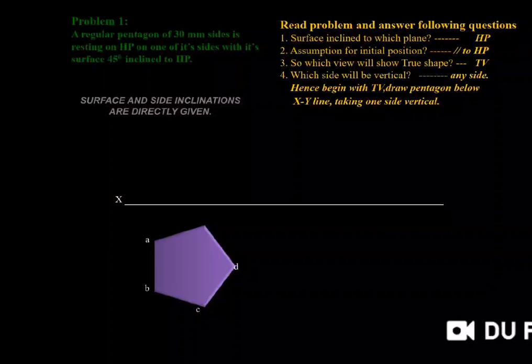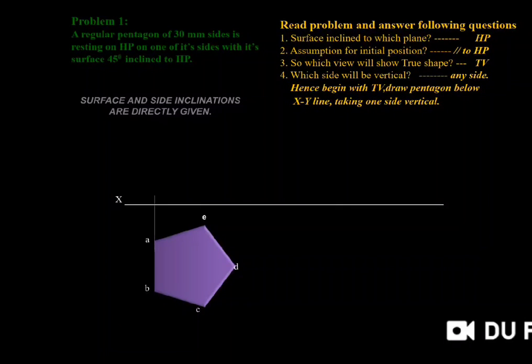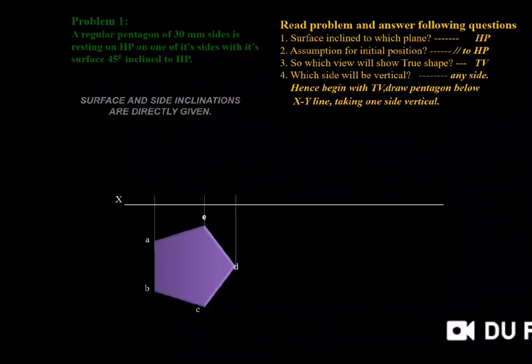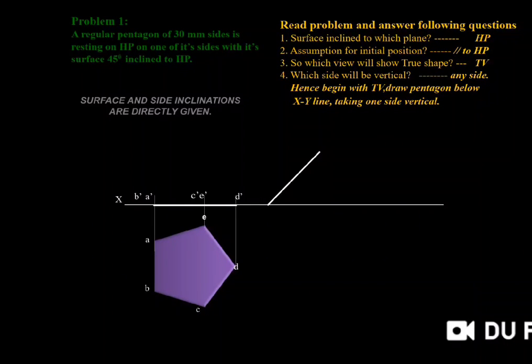Final position is always given in the problem. Surface is inclined to VP. What will you observe in the front view? That is a single line. Here I am marking the points. So second stage is this surface. This is not a line on XY line because it is a pentagonal plate front view which is lying completely on HP.